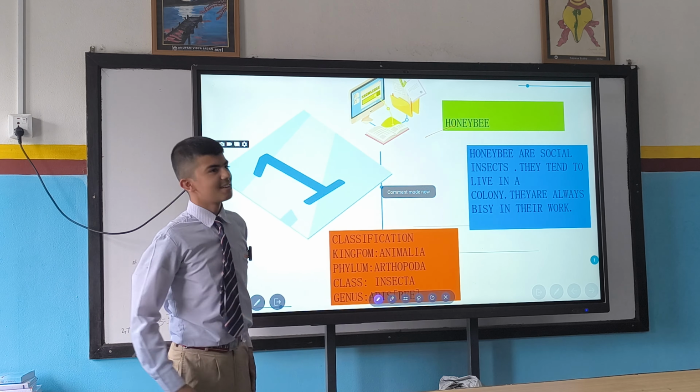Honeybees are social insects that tend to live in a colony. In a hive there are up to 80,000 honeybees, and they are always busy in their work. They coordinate with each other to perform the work.